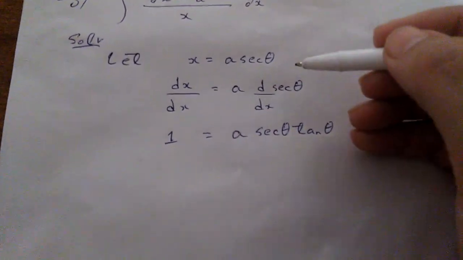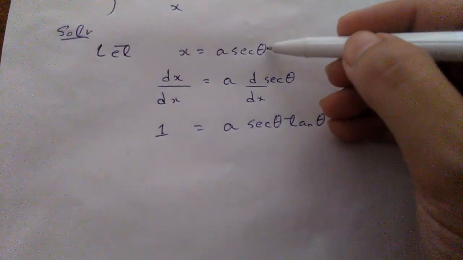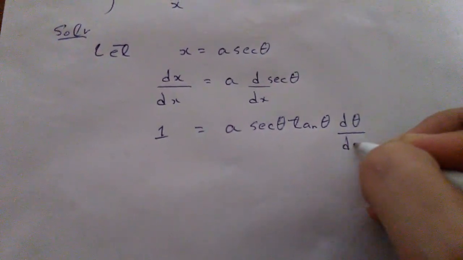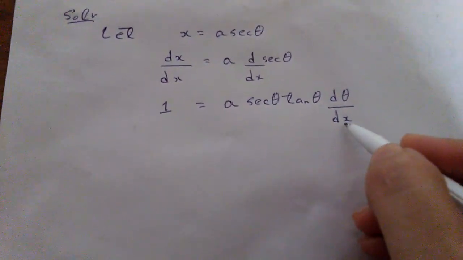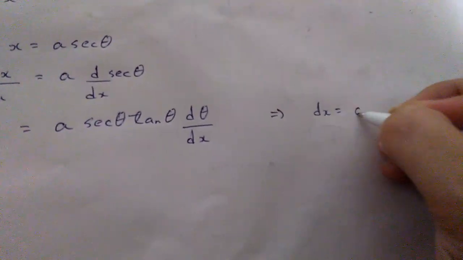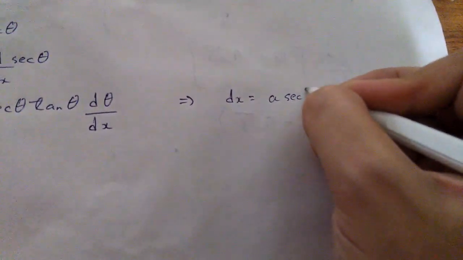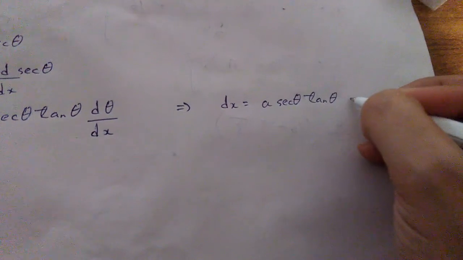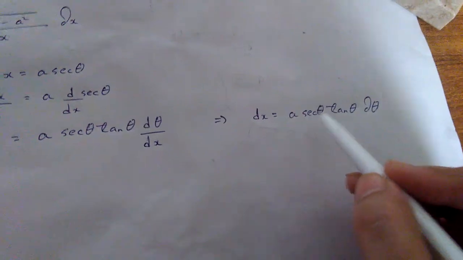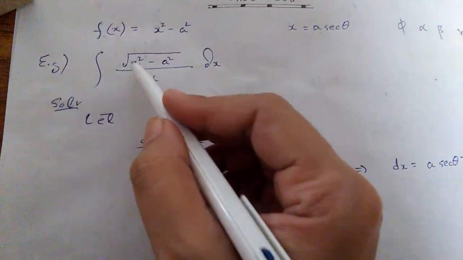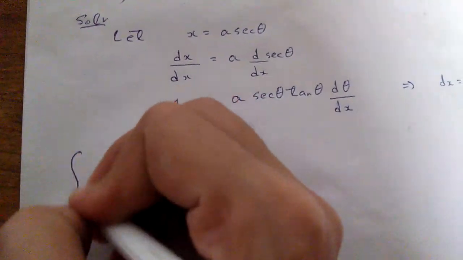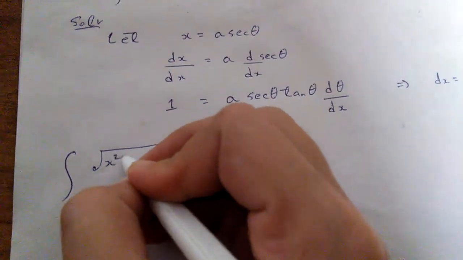Since this is a foreign variable, you are going to apply the chain rule on this variable, and then this dx will move over here, and you write dx equals a sec theta tan theta d theta. So in place of your dx, you write this. In place of x, wherever you have x, you substitute a sec theta. Now our integrand is going to look something like this.